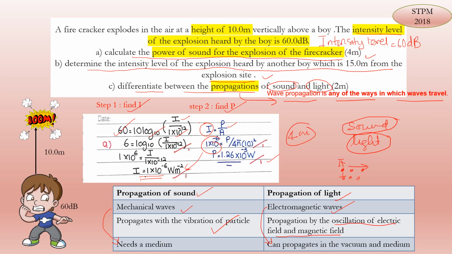See? Alright? But here they ask you, it is 2 marks. So you only have to state 2 points. Either this point, or you can also state this point. Okay? So you will get your full mark.